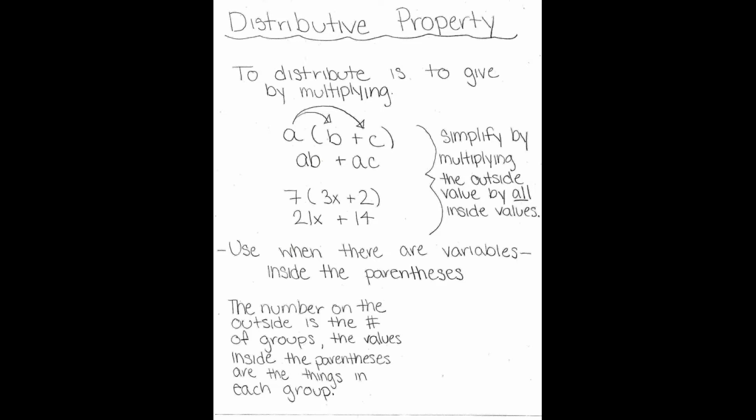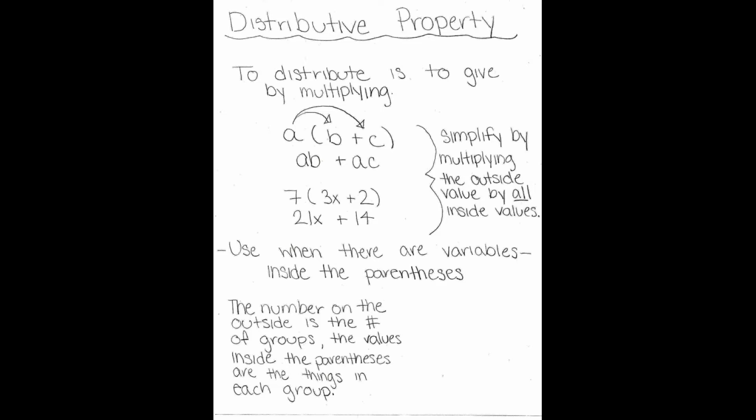Then we have an example using numbers and variables. Our outside term is 7. Our inside terms are 3x plus 2. We multiply our 7 to our 3x, giving us 21x. We again multiply our 7 to 2, giving us 14. Again, we will keep that addition sign in the middle because all of our terms are positive. We simplify by multiplying the outside values by all inside values.